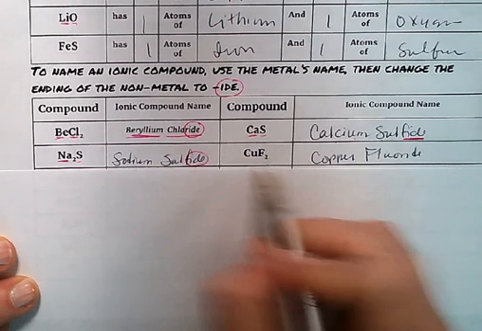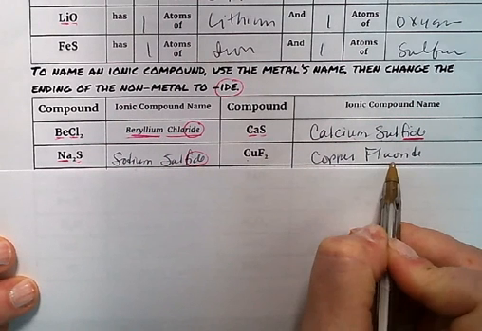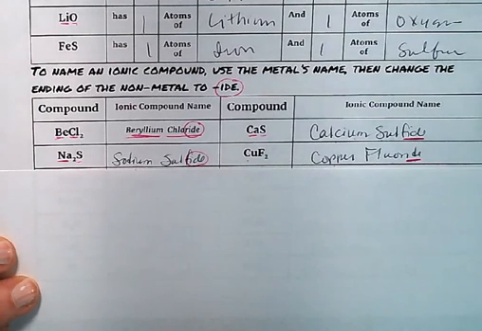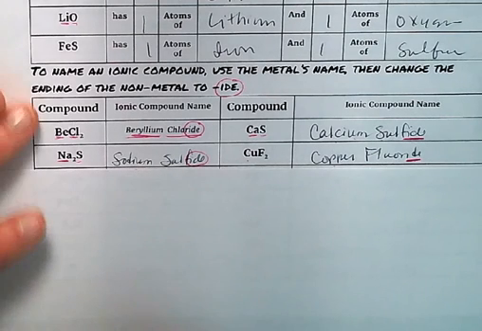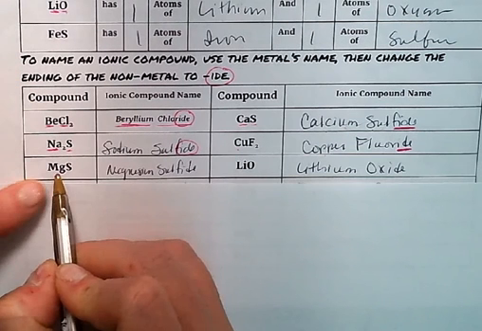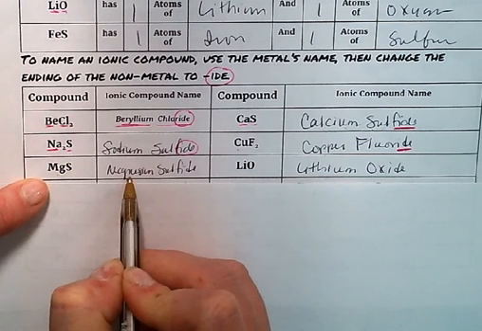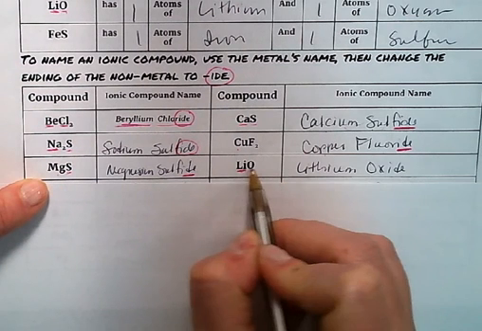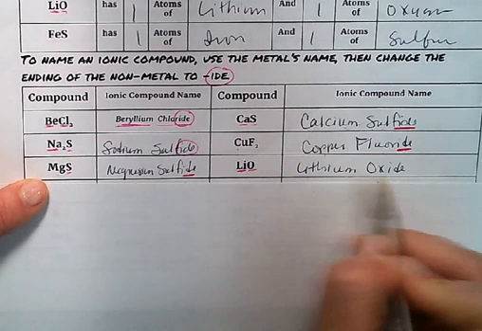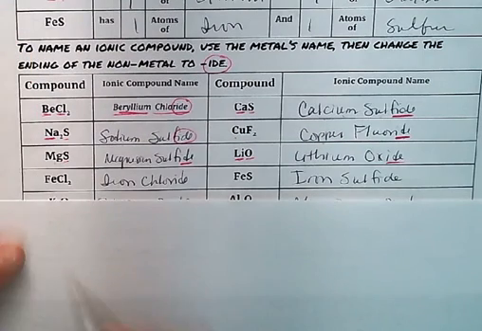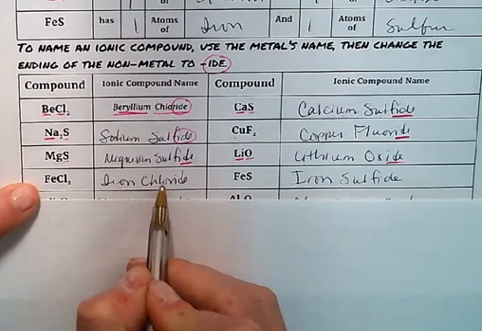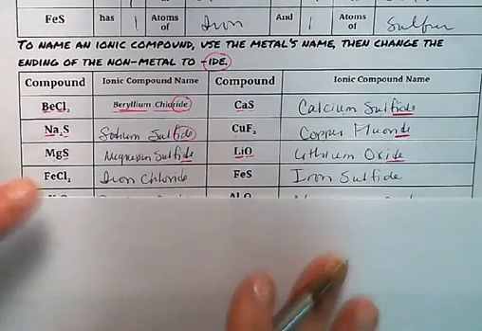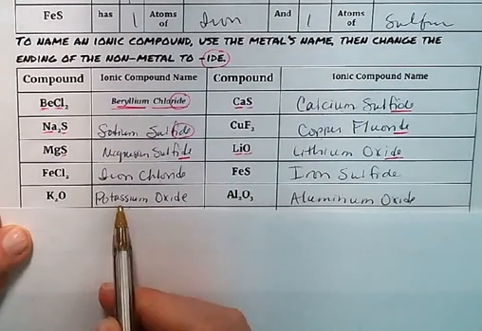Copper, and then fluorine is what it's bonded to, so once it's bonded, it's not fluorine anymore, but it's fluoride. Okay, you've heard of fluoride before, fluoride to make your teeth strong. Magnesium is Mg, so that's magnesium. S stands for sulfide. Lithium and oxygen become lithium oxide. Iron and chlorine become iron chloride. Iron and sulfur become iron sulfide. Potassium and oxygen become potassium oxide.